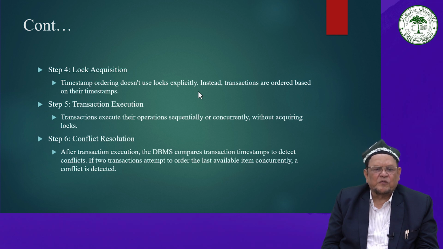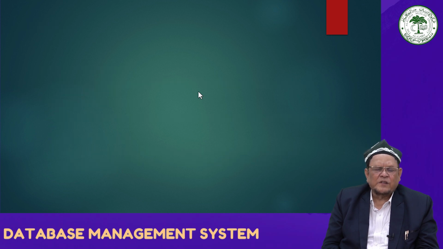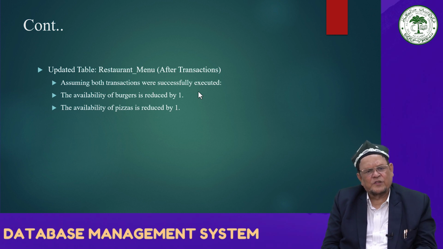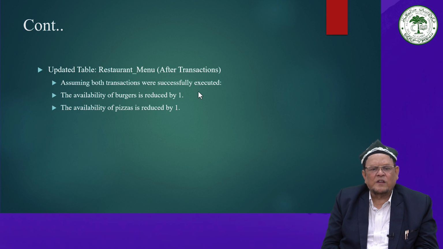The sixth step is conflict resolution. After transaction execution, the database management system compares transaction timestamps to detect conflicts. If two transactions attempt to order the last available item concurrently, a conflict is detected. It means you have to update the tables, the restaurant menu after transactions. You can see on the screen, I have already written. Assuming both transactions were successfully executed, then the availability of burger is reduced by 1 and the availability of pizza will be reduced by 1.